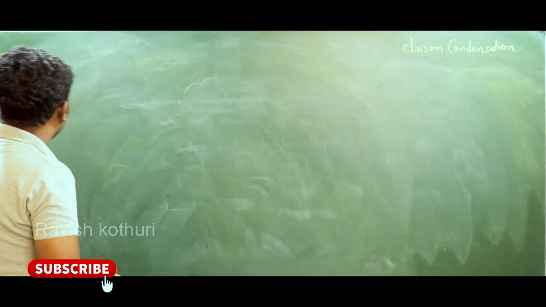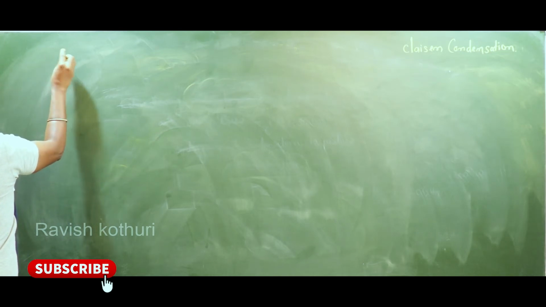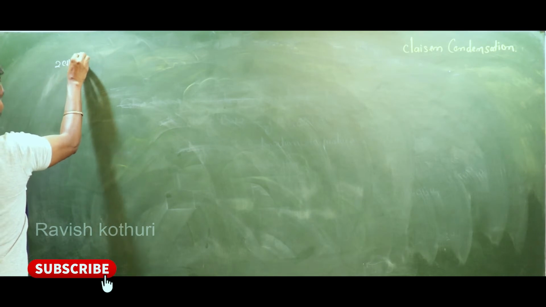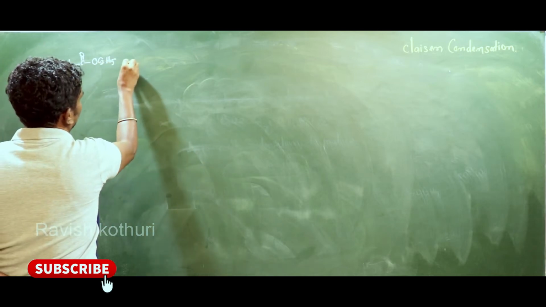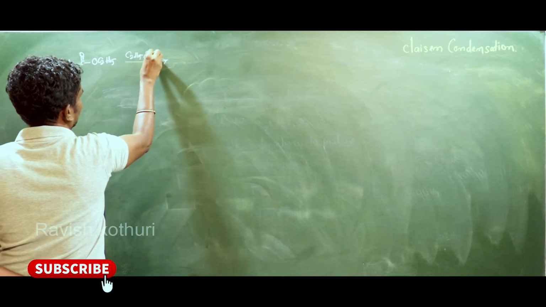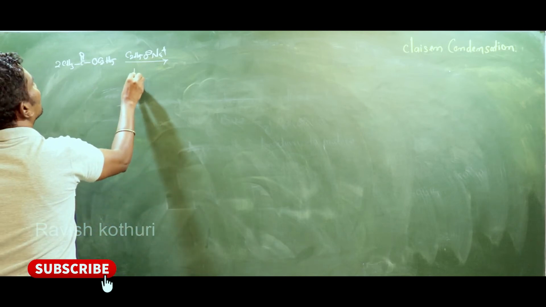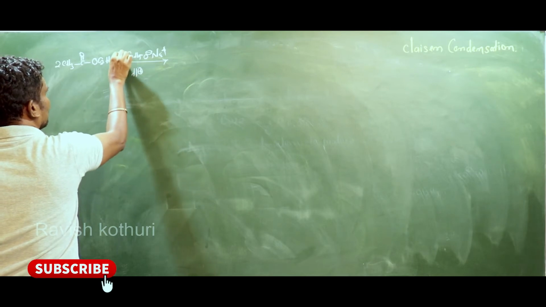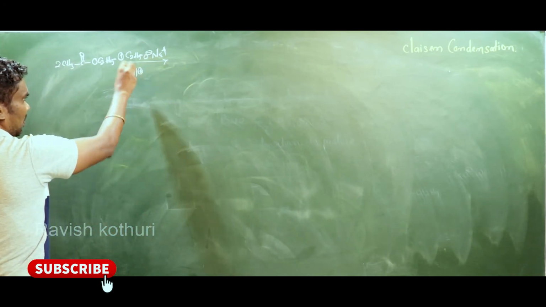See, first of all, the reaction. I'm taking two molecules of ester in the presence of a strong base, that is C2H5O- Na+. Sorry, this is one, this is two. Two molecules of ester in presence of base.